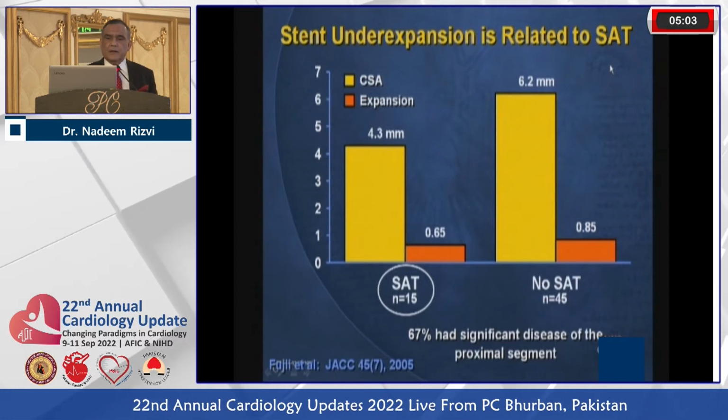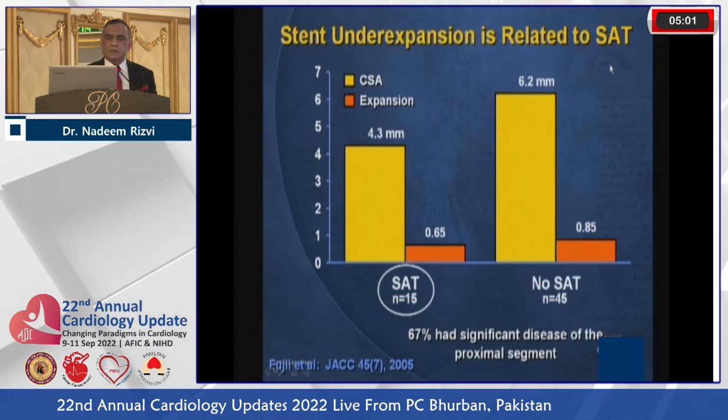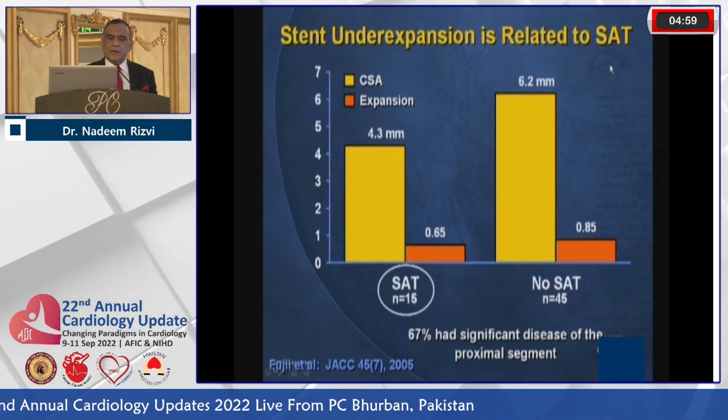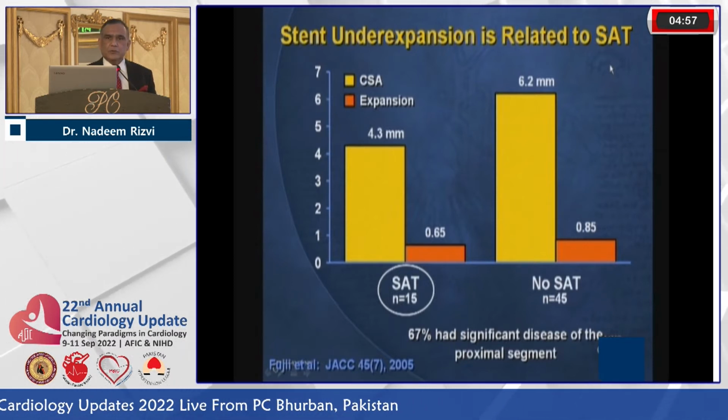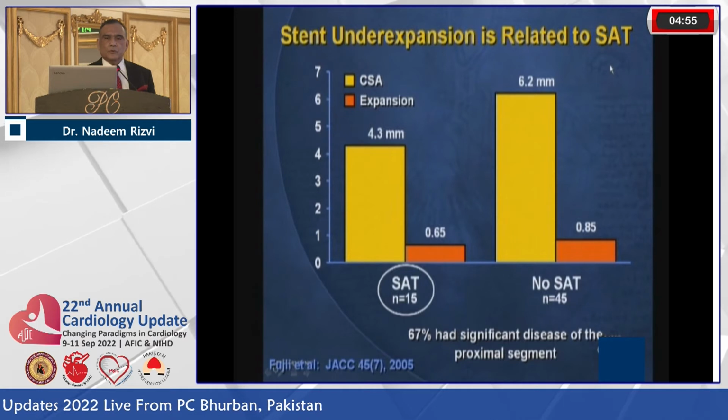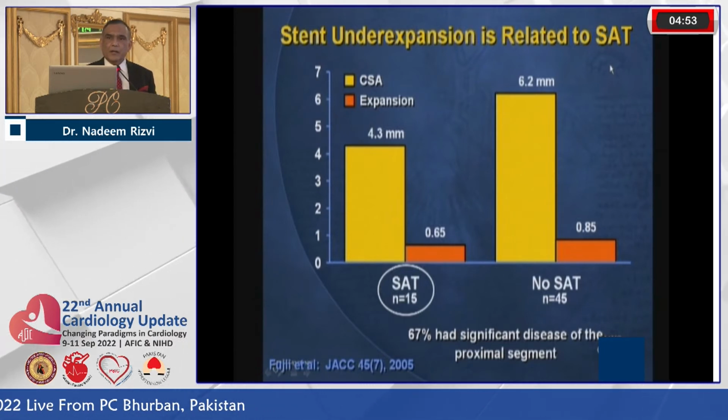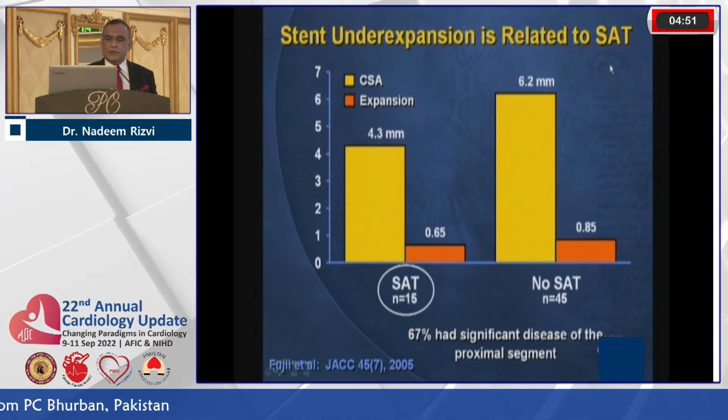look at the events related to SAT. If you're doing it to 85%, the SAT rates, the subacute thrombosis rates, are directly related to the luminal area and how well the total diameter of the stents expanded.